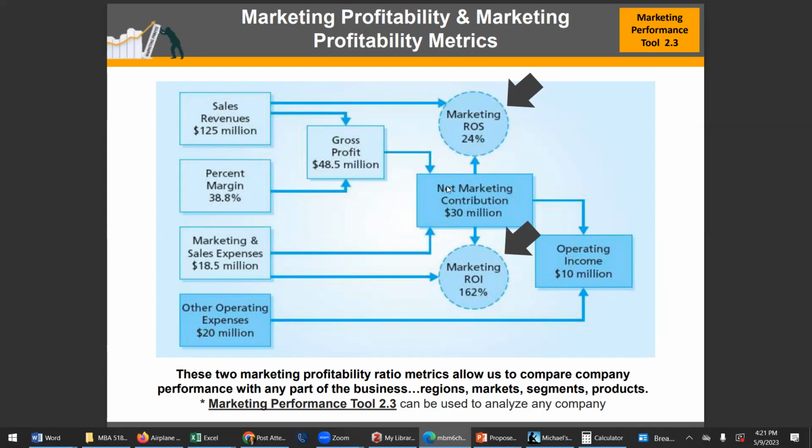We're going to take the same 30 million net marketing contribution, and we're going to divide that by marketing and sales expenses of 18.5. And so when I divide 30 by 18.5, you see that that results in a marketing return on investment of 162%.